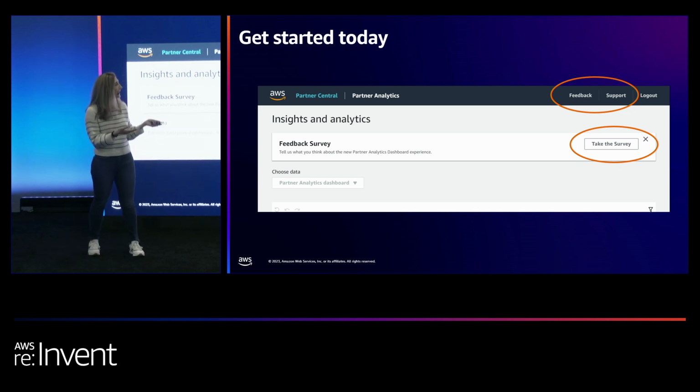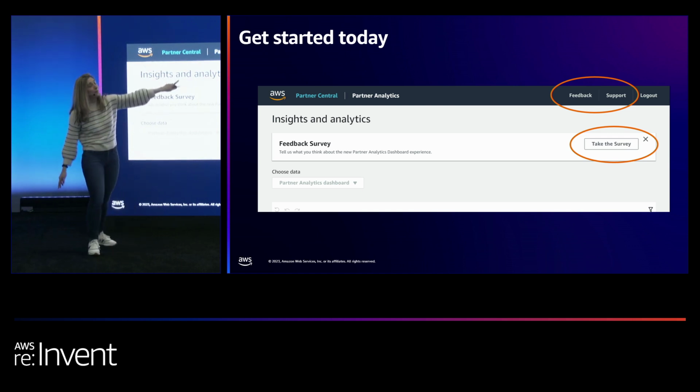Once you get to the analytics dashboard, I wanted to point out a couple things at the top of the screen. The first thing is the feedback button. When you are navigating through Partner Central, we actually always want your feedback. We want to know what's going well for you in the tool and what's not. And just as we always want that, we want to hear from you about Partner Analytics. Is this giving you what you need, and how can we improve the product?